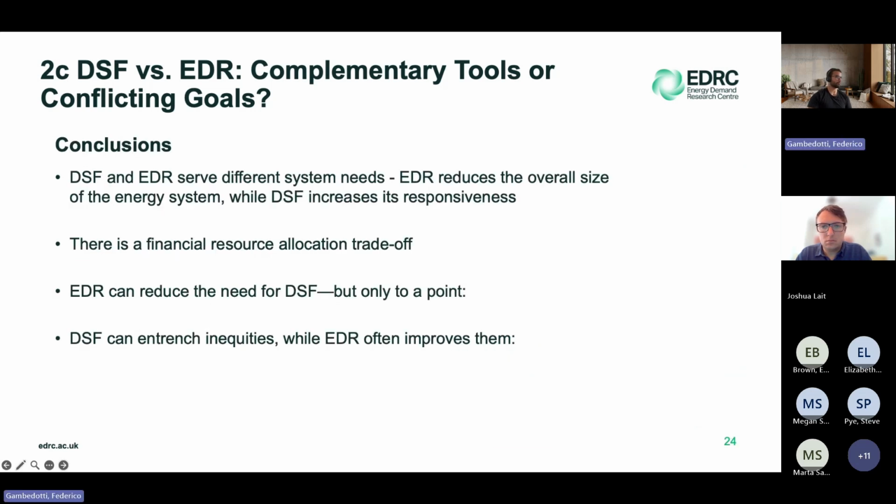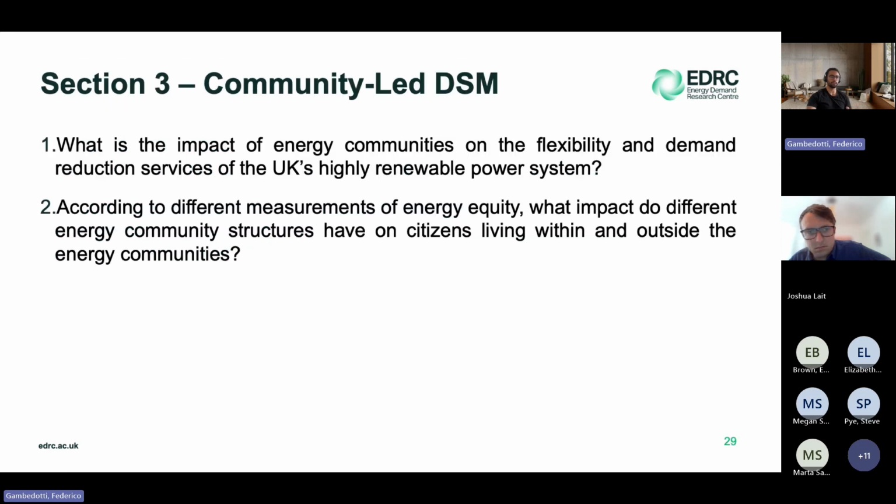And here are the key points to take away. Again, demand side flexibility and energy demand reduction have different scopes. There is a financial allocation trade-off: some policies that the government is trying to implement support one, but they're taking away from the other. Energy demand reduction reduces the need for demand side flexibility, but at the same time, demand side flexibility has a slightly higher probability to cause inequalities, according to my literature review.